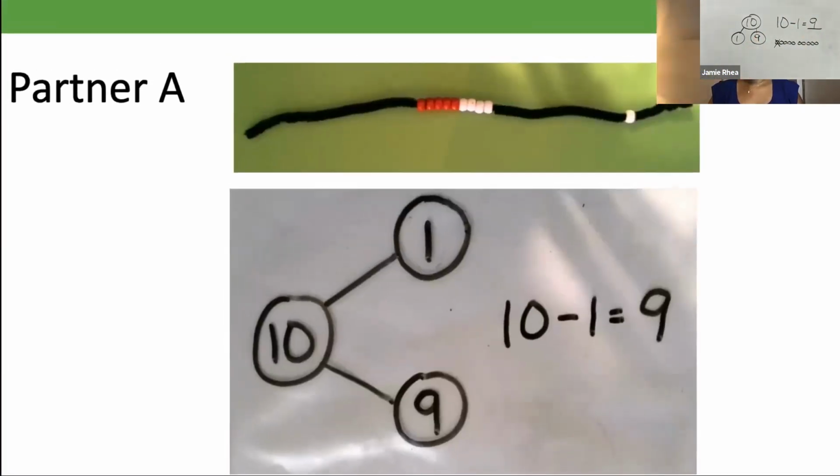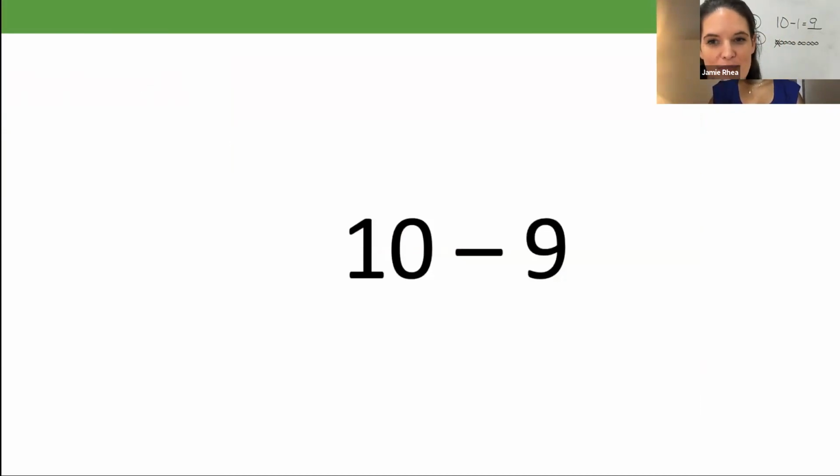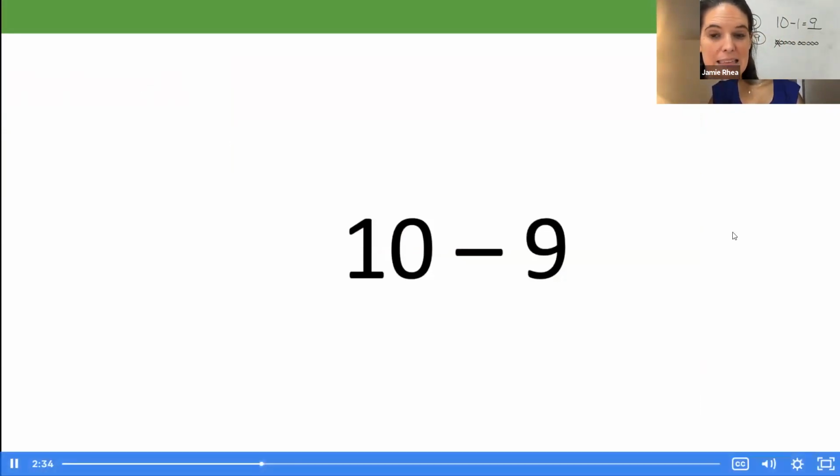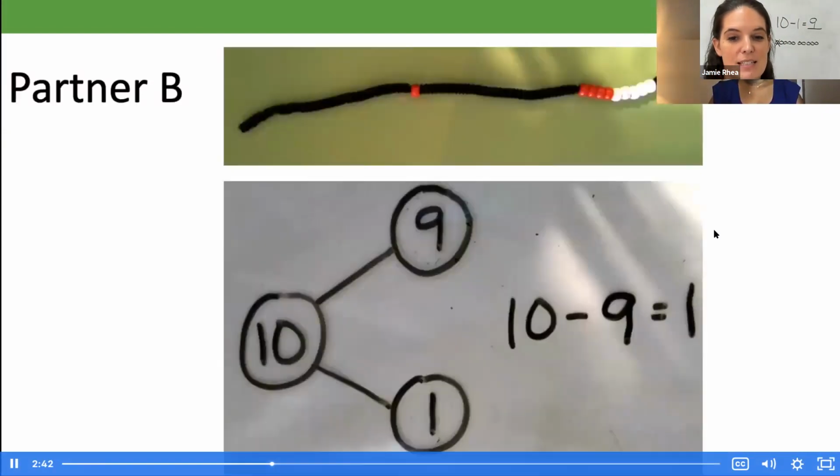So is this how your bracelet looks? Well, you push 1 bead away, and you have the number sentence to read 10 minus 1. So how many beads are left? 9. Good job on your number bond. Now it's my turn. As partner B, I will use my beads to show you the answer to this problem. I will write the number sentence and the number bond on my board. Let's see if she does it.